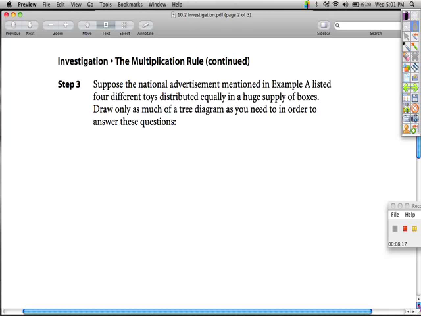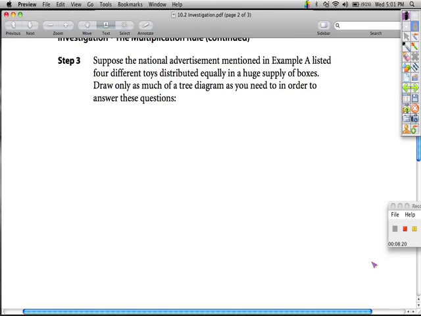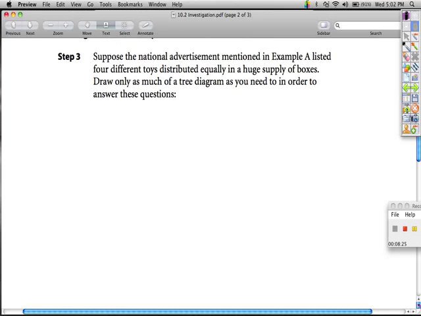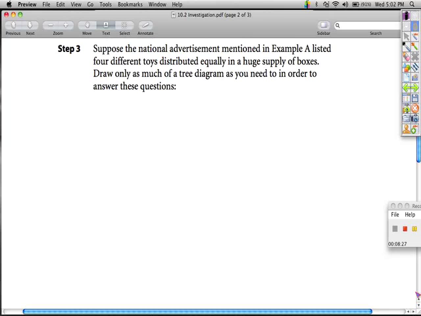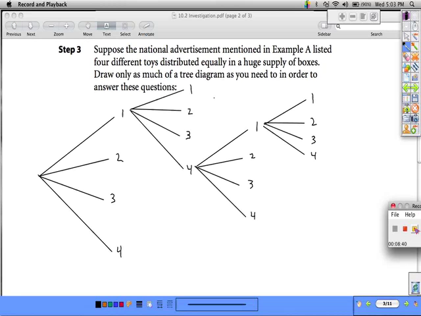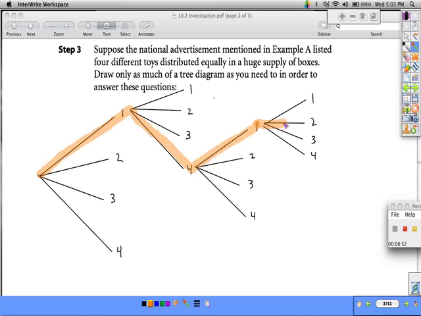Step 3 asks you to look at 4 different toys now. And it says to only draw enough tree diagram to answer the questions that you have to answer. And you might have noticed in the previous tree, it got pretty big pretty quick and hard to fit everything on. So why don't you go ahead and start drawing this, and I'll draw part of it too. So here's a part of this tree diagram. And the path that I drew out is getting the first toy, then the fourth toy, then the first toy, and then we could pick any other one here.